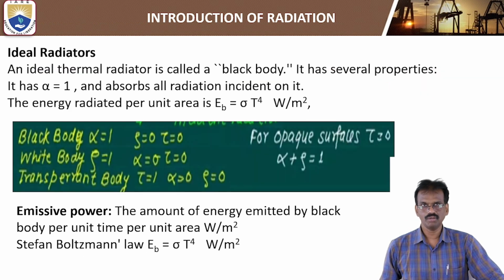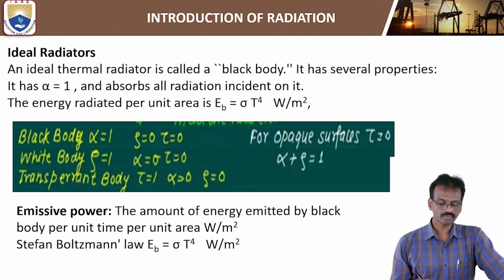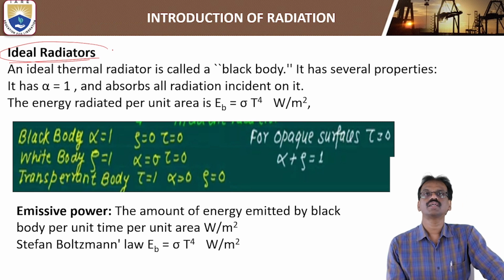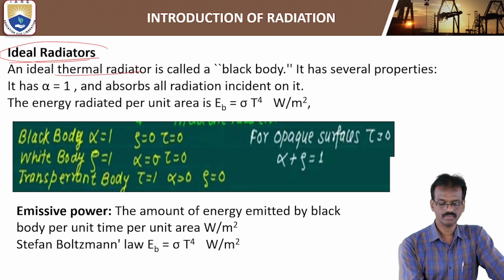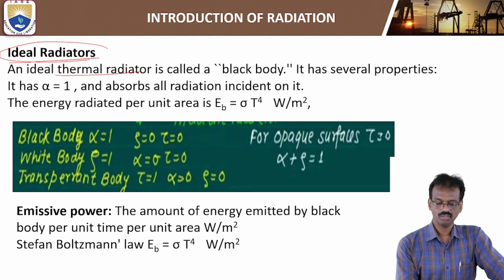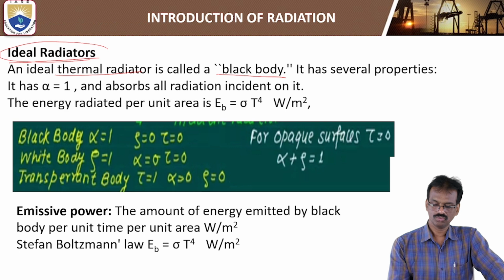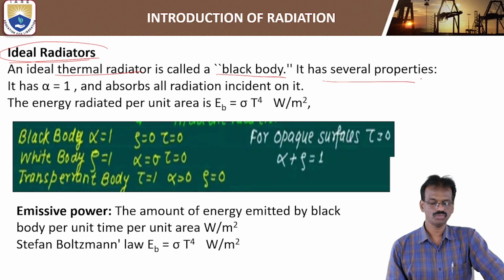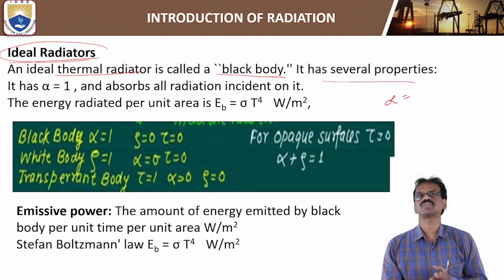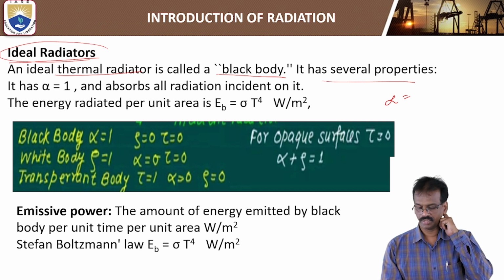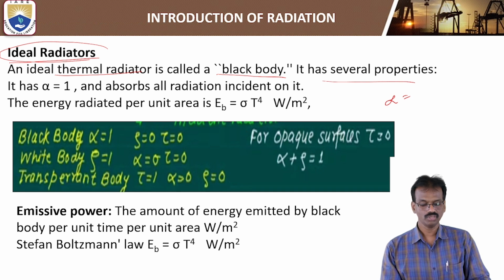Now we'll see the behavior of surfaces. We'll see ideal radiators. An ideal thermal radiator, ideal means perfect, is nothing but a black body. An ideal thermal radiator is called a black body. It has some properties. The first one is that a black body completely absorbs the irradiation energy, the radiation emitted energy.